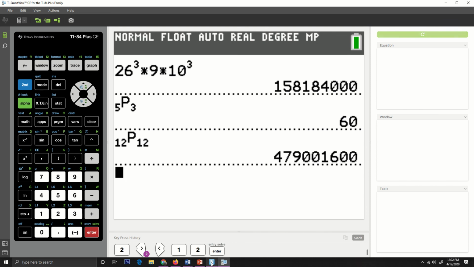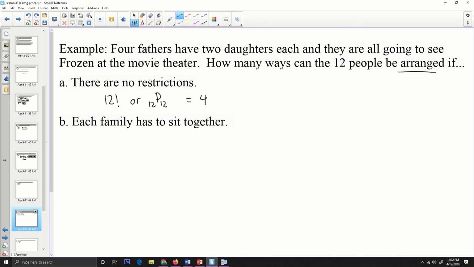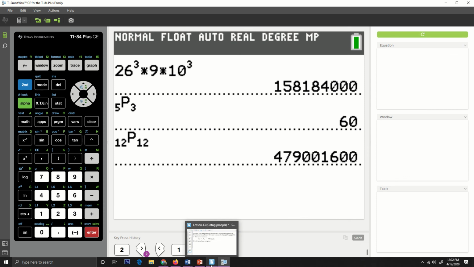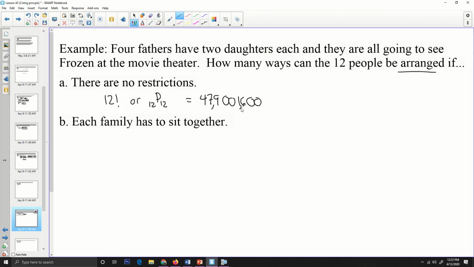So let's see here. It's 4, 7, 9, 2 zeros, 16, and 2 zeros. Is that correct? 1, 2, 3. Oh, that's a problem. I've got my comma in the wrong place. So 479,001,600 different seating arrangements. I think so. All right.